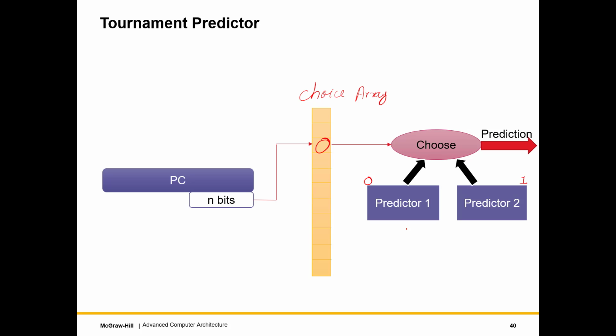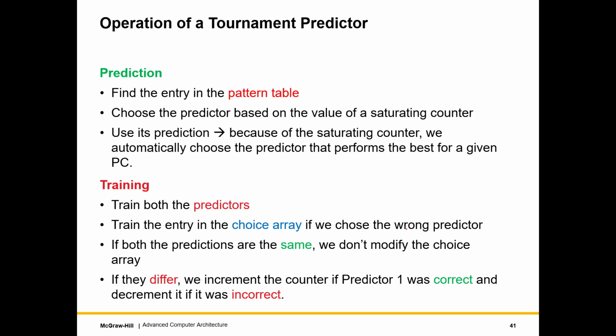The advantage of this is that for different program counters, we get to know what is the best predictor that we can use or what works best. This also gets trained in exactly the same way as a regular branch predictor, and it captures the history information to a large extent of, given a range of code, what to use. So the operation of a tournament predictor is as follows. We find the entry in the pattern table first. Then we choose the predictor based on the value of the saturating counter. So what do we have?